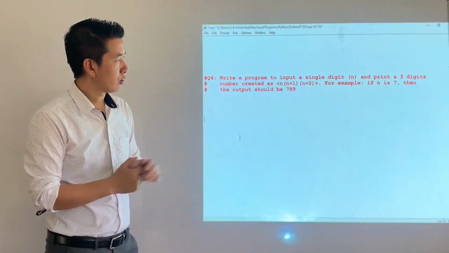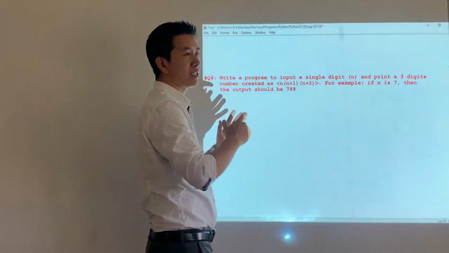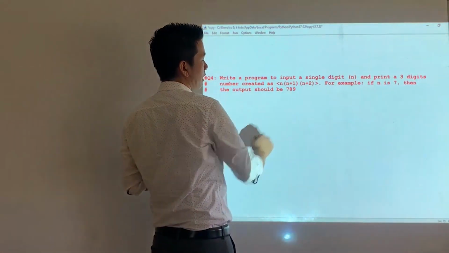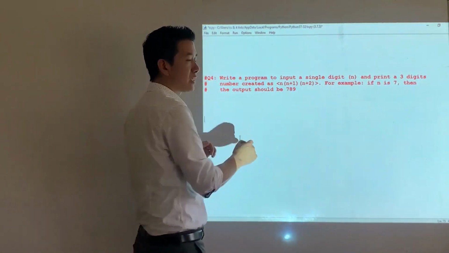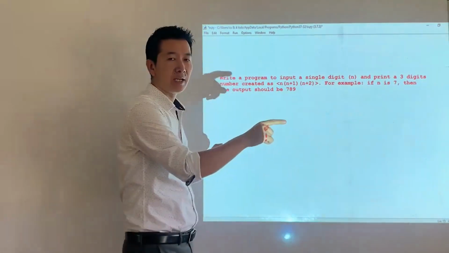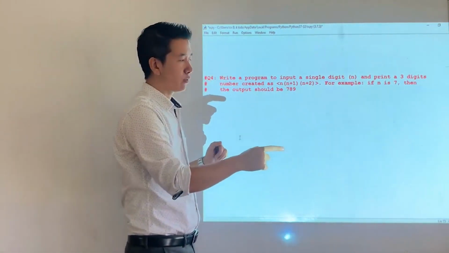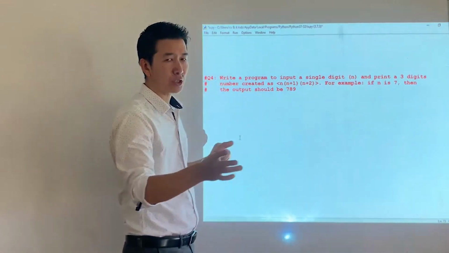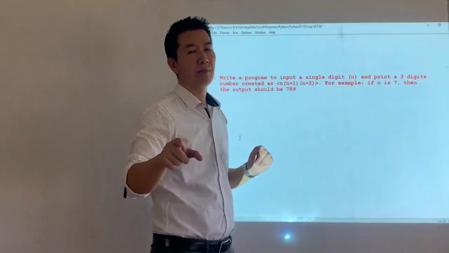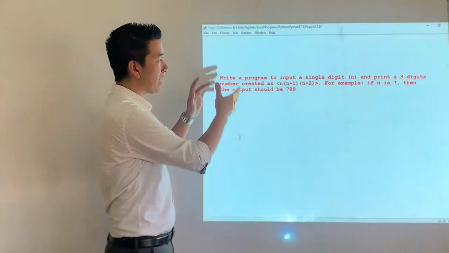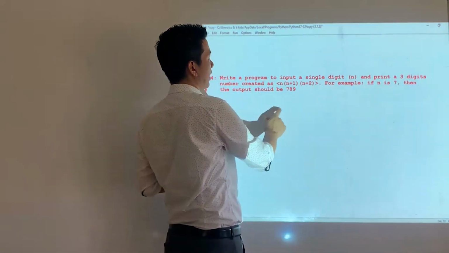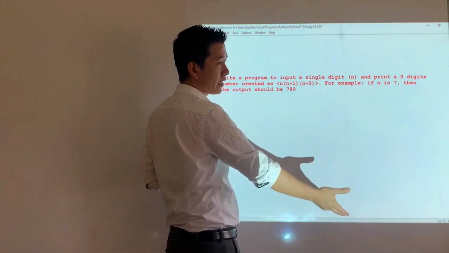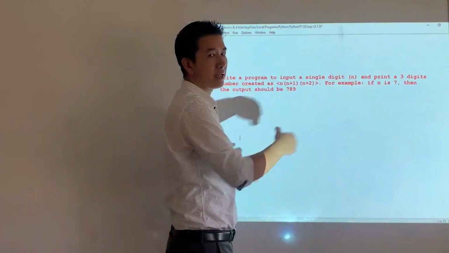So if the value of n is 7, if you multiply 7 by 100, it'll be 700. Get the next number, 7 plus 1 is 8, multiply by 10, so that becomes 80. And then finally, n plus 2, 7 plus 2 is 9, multiply it by just 1. So when you add all these, 700 plus 80 is 780, and then add it to the 9, you will have 789 light up, right?